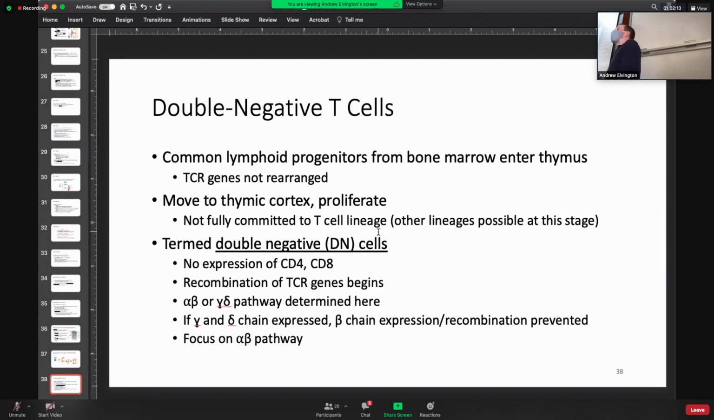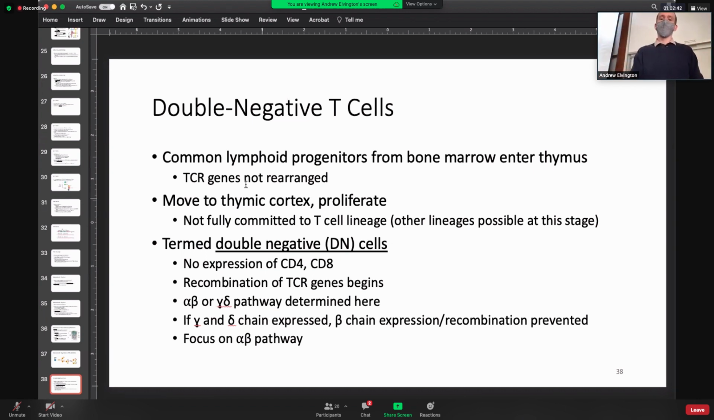First thing is we're going to have a double negative T cell. What do you think it's double negative of? Co-receptors. A double negative T cell expresses neither CD4 nor CD8, hence double negative. Now, these double negative cells, once they hit the thymus, they're going to start to proliferate, right? We're building our numbers up. They don't express anything yet.